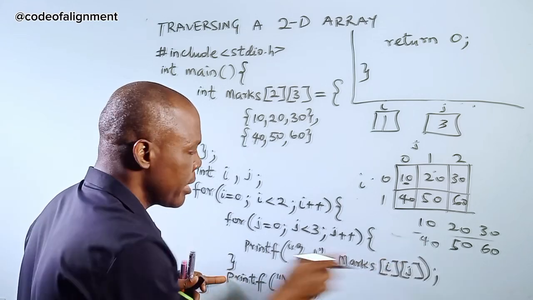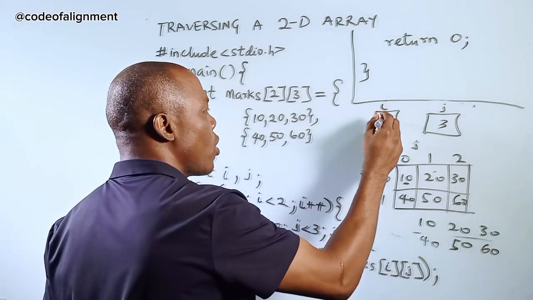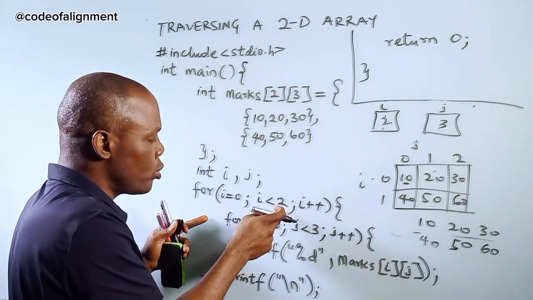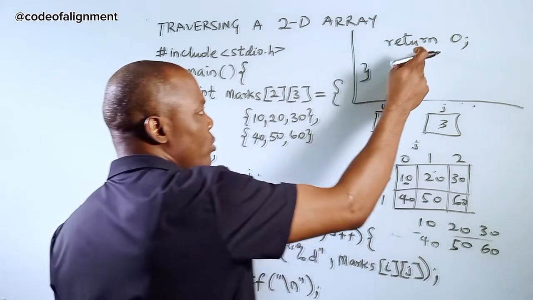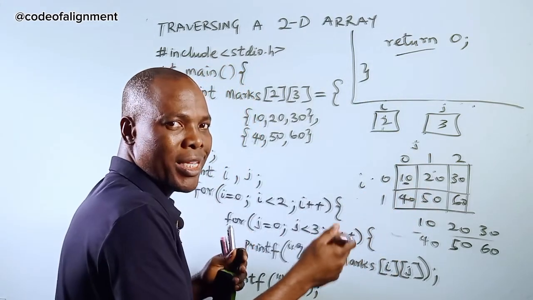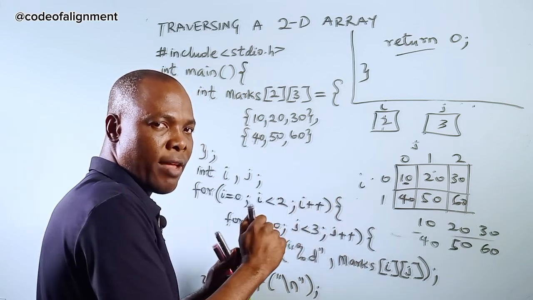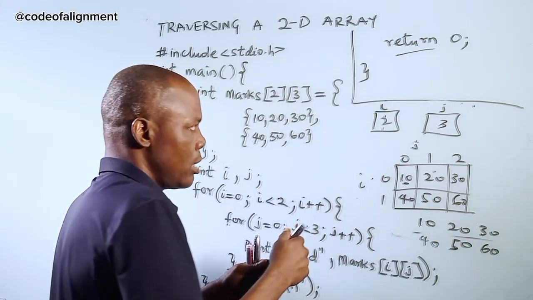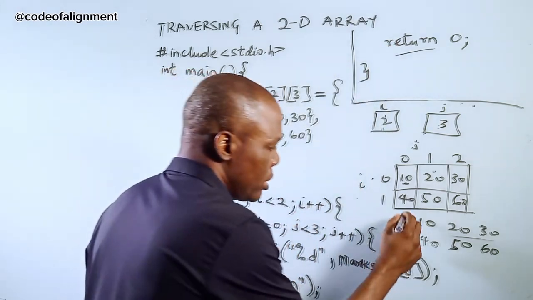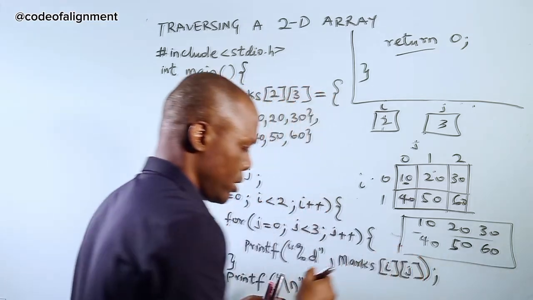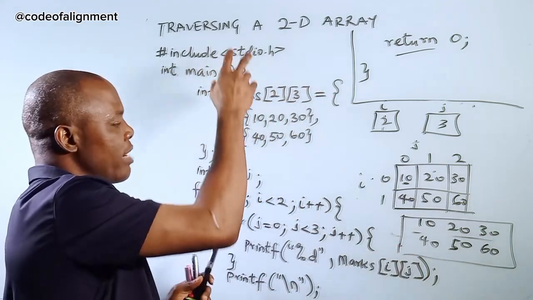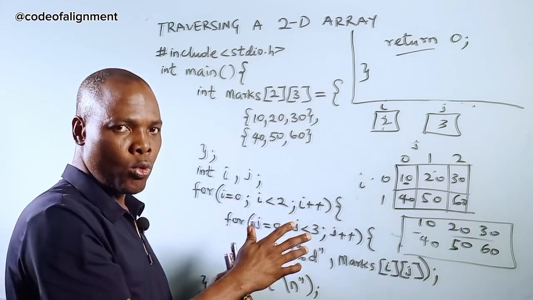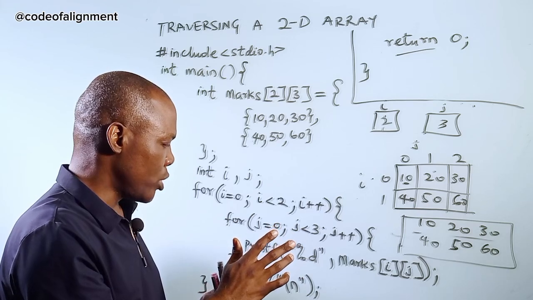So it will go to a new line. Then it will increment i. i becomes 2. Then it will test i. 2 is less than 2. That is not true. So it will skip this. And then it will encounter this guy, return 0. Meaning it's returning to the operating system that I've completely executed my program without any error. So this is the end of the program. So this will be printed out on the screen. So that is how you traverse the elements of a 2D array using nested for loops. That is what I want to demonstrate to you in this class.